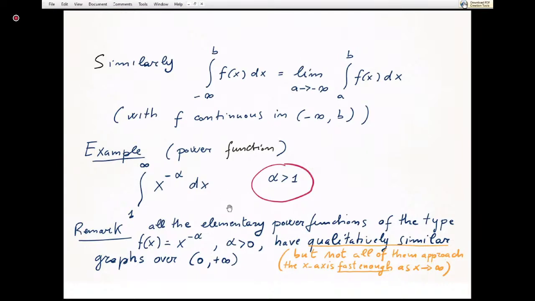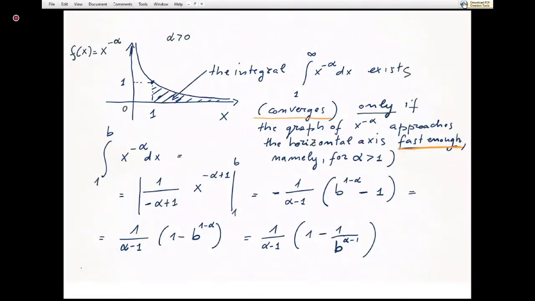There is an important insight here already, because all the elementary power functions, remember the first class last September, all the elementary power functions of the type f of x is equal to x to the power of minus alpha, where alpha is positive, which means x raised to a negative real exponent, have all qualitatively similar graphs over the interval between 0 and plus infinity, okay? All qualitatively similar graphs, because the graph is like this. It's kind of similar to a branch of hyperbola, okay?